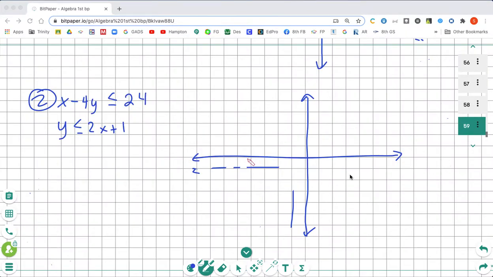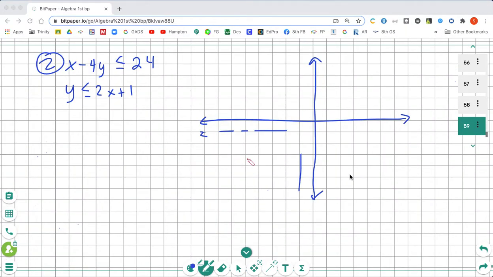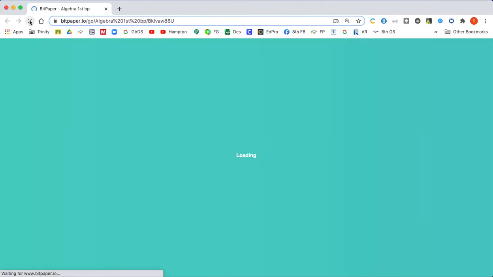All right. The next one that we're going to do is going to be x minus 4y is less than 24. Now, of course, you'll notice that this first inequality is not solved for y. So I'm going to go ahead and solve it for y.